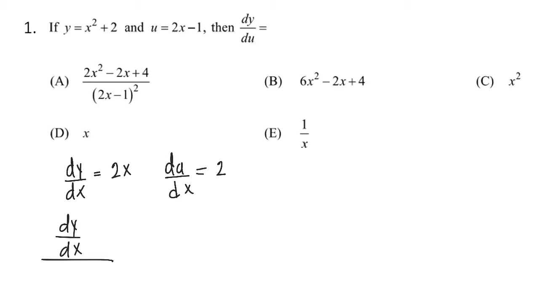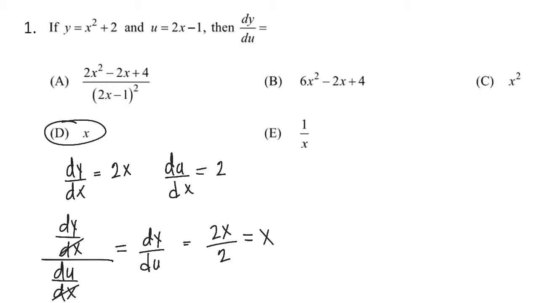So du/dx. And notice those dx's do cancel to have dy over du. So this implies that I need 2x over 2, so that simplifies down to be just x. So we have answer choice D.